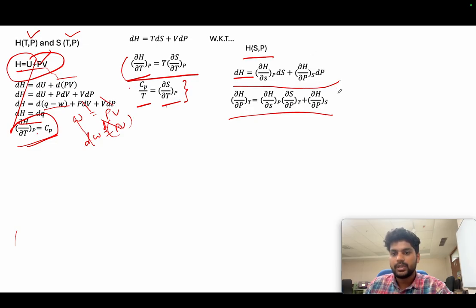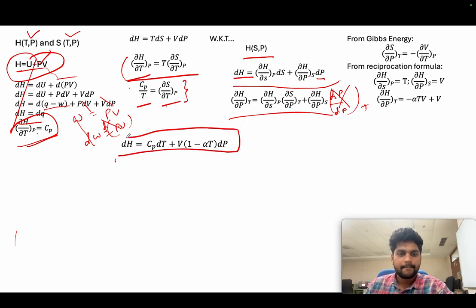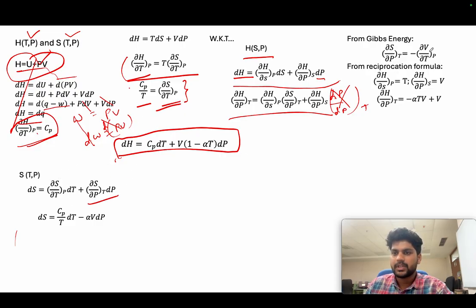So here you will get dp by dp at constant temperature because of this. So I cancelled it. So that's why you have this equation. So from Gibbs energy we have all these formulas, which you get finally. So this is the formula, and the ds by dT also same thing. So ds by dT at p you will get from here, and ds by dp at T you will get from here. So this is again the compressibility factor.